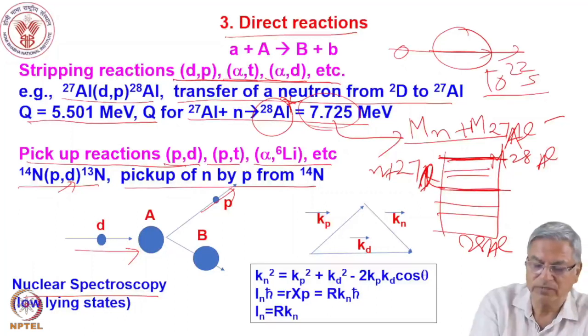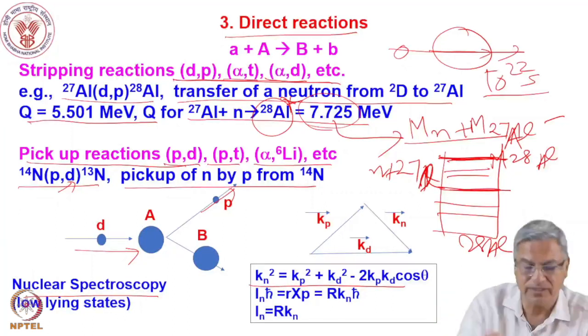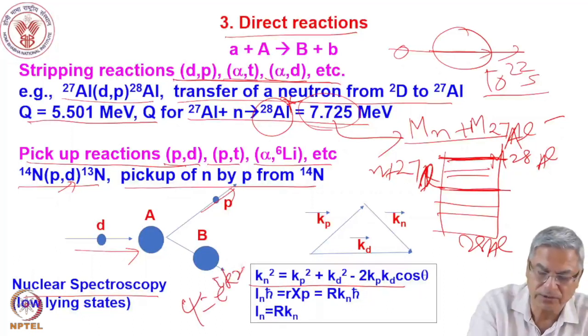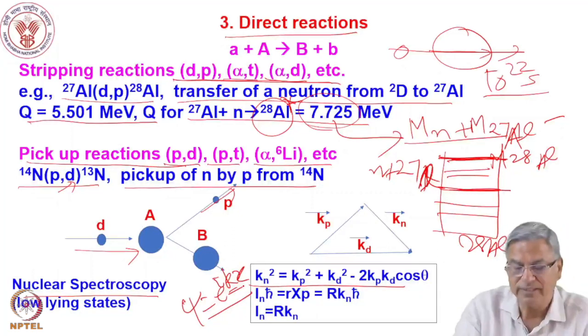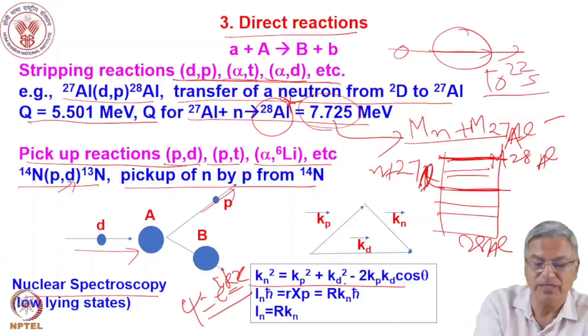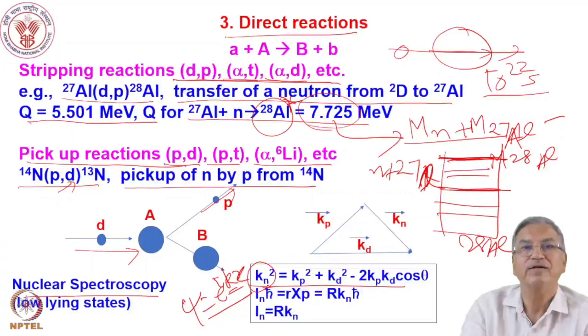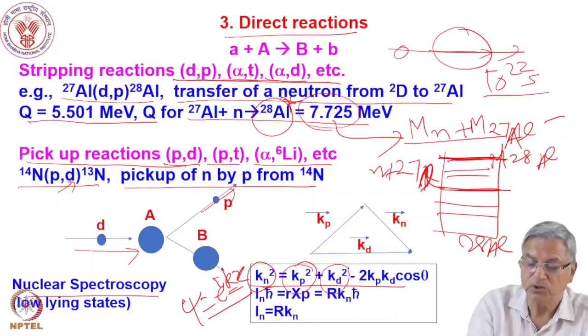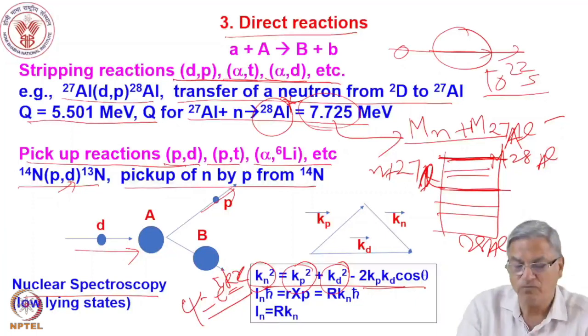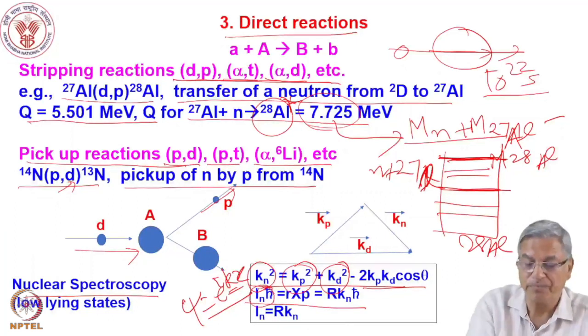So when you say nuclear reactions, the projectile wave, you can write psi equal to e raised to i k x, like a plane wave. So k is the momentum of the particle. And so for example here in this (d,p) reaction, the projectile is transferring a neutron to the target nucleus. So the neutron momentum can be given in terms of the proton momentum and the deuteron momentum, a vector sum of the proton and deuteron momenta to give you the neutron momentum. So how much momentum is transferred to the target nucleus, that is k_n, and that can be given in terms of, so you know the momentum of the proton, you know the momentum of the deuteron, so you can tell how much is the momentum transferred to the target nucleus, and that momentum then you can transform to the angular momentum in terms of r cross p.